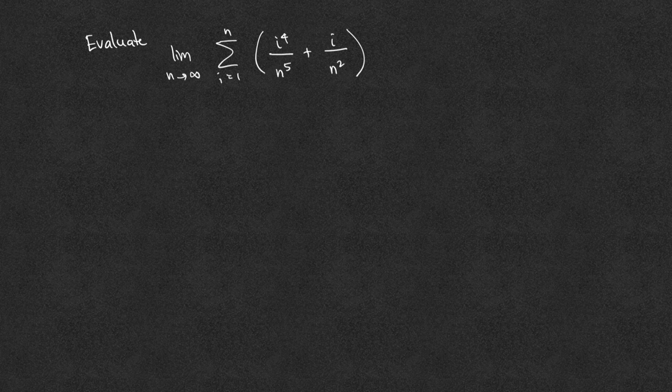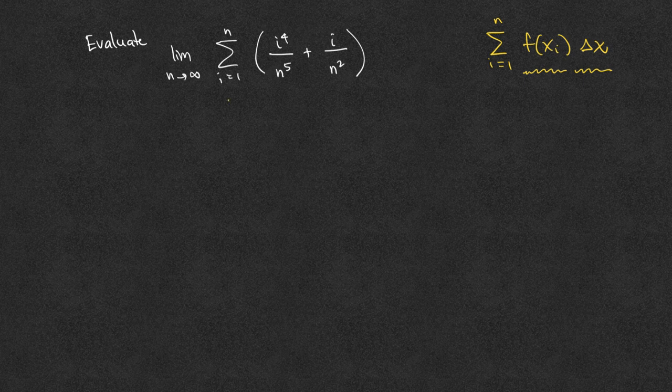We recognize that this almost, not quite, looks like the Riemann sum as i goes from 1 to n of f of x_i times delta x. There is no delta x here because in order to write this Riemann sum, we would need to have two factors. One is delta x and the other one is f of x_i.